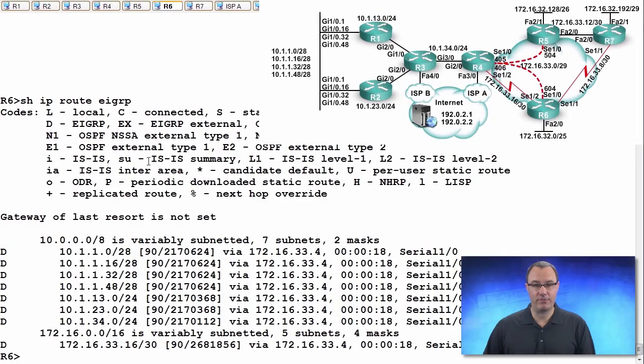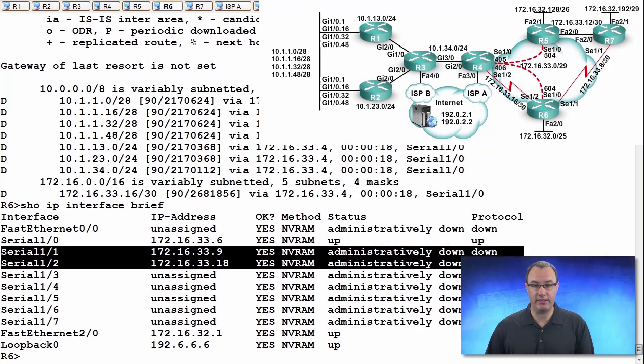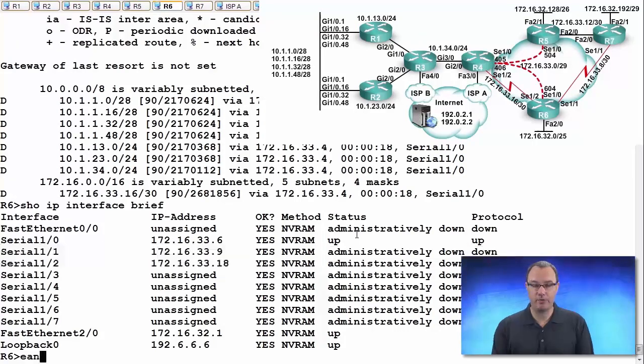Let's see the effect. On router 6, I have disabled a few of the interconnections. I've disabled serial 1/2 and 1/1. But I still have connectivity to the network. On R6, I'll do a show IP interface brief. I've disabled these two interfaces. I want you to see the effect. 1/2 down, 1/1 down. But I still have my frame relay interconnect. 1/0 is up and running. Good. I still have my neighborship.